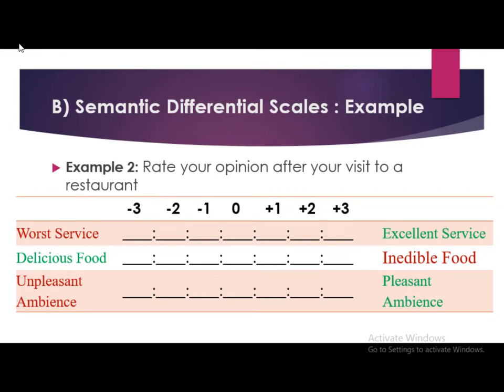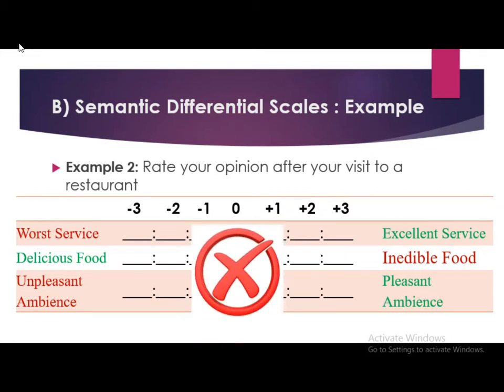But this is wrong. Okay, you cannot do this. All positive attributes will be on one side, maybe left or maybe right, and all negative attributes will be on the opposite side. So this is about the semantic differential scale.